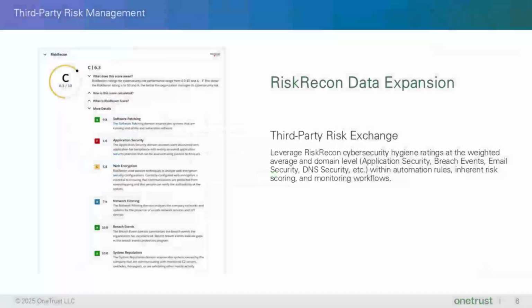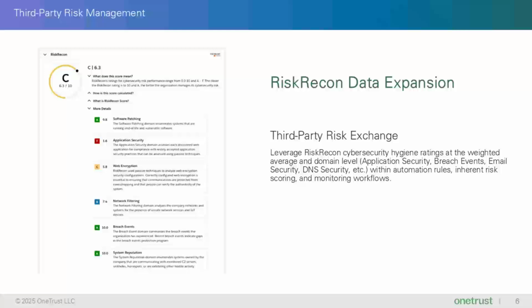Moving on to third-party risk exchange, there is one new feature, RiskRecon Data Expansion, which is now generally available. This feature brings in RiskRecon cybersecurity hygiene ratings at the weighted average and domain level, including ratings for application security, breach events, email security, DNS security, and more. These ratings can be used in automation rules, inherent risk scoring, and monitoring workflows.